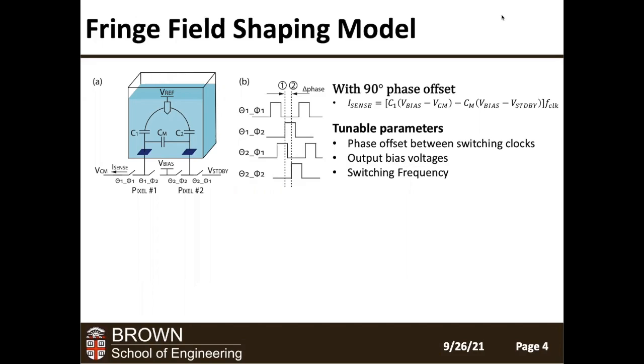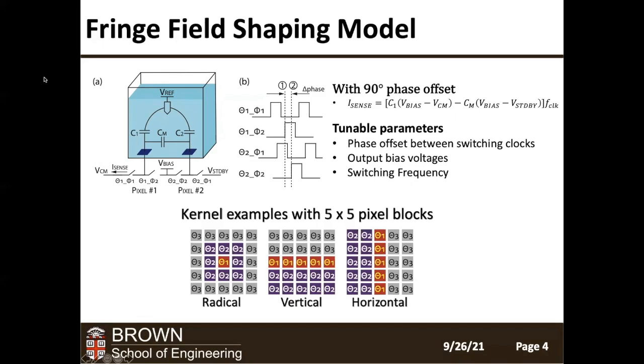When the two sets of switching clocks are offset by 90 degrees, we can derive the equation for I-sense as shown on the right. Inside this equation, we can tune the phase offset, output bias voltages, and the switching frequency. Here are three kernel examples with 5 by 5 pixel blocks, where theta1, theta2, and theta3 have different phase offsets, such that these blocks can be configured into radial, vertical, and horizontal arrangements.